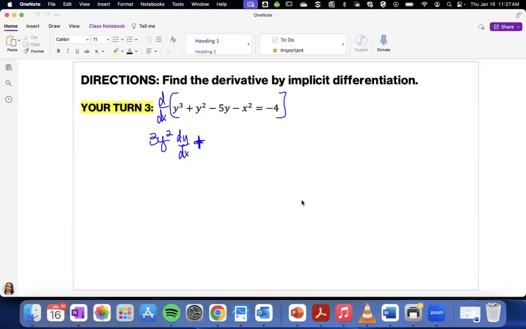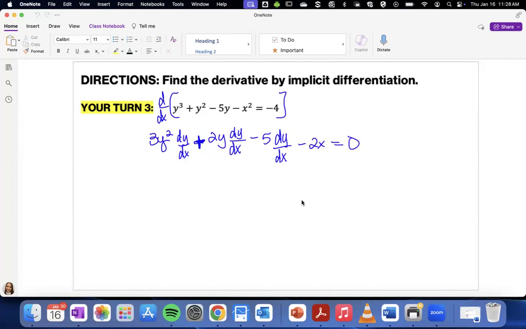Derivative of y squared, 2y dy over dx. Derivative of negative 5y, negative 5 dy over dx. Derivative of negative 2x, do I need to write anything? No, not for x. It's fine. And then negative 4, derivative is 0. It's a constant. You don't need to write anything.